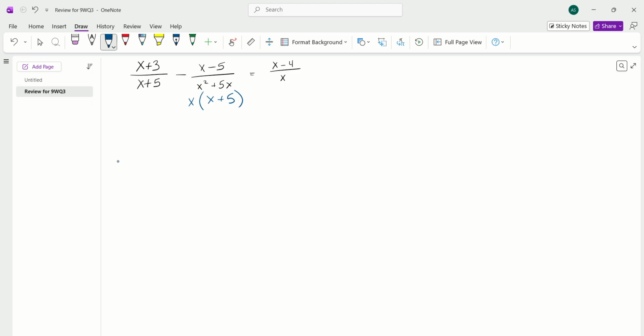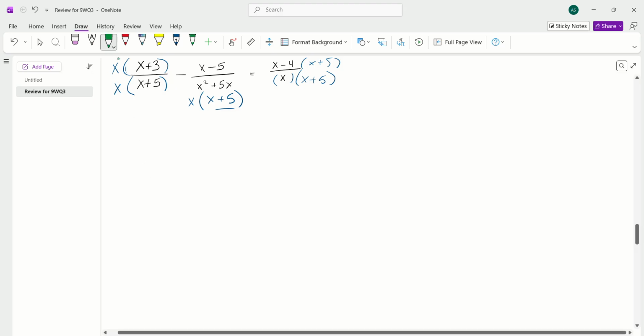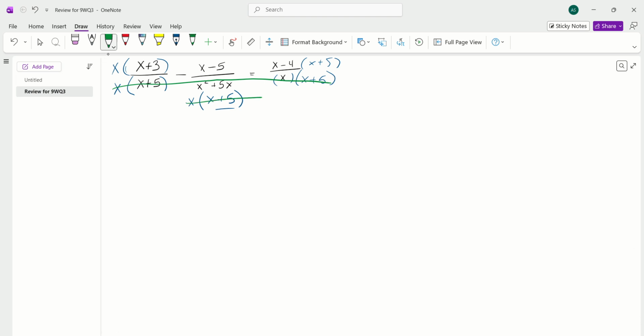And then you're going to look at your other fractions, and you're going to see that this is missing the x. So you're going to multiply it by x. And this is missing the x plus 5. So you're going to multiply it by x plus 5. From here, you see that all your denominators are the same. So you can cross out your denominator. Then you'll rewrite your numerators.